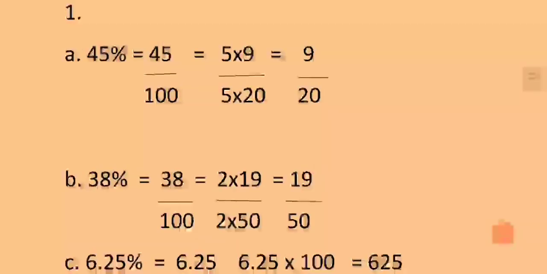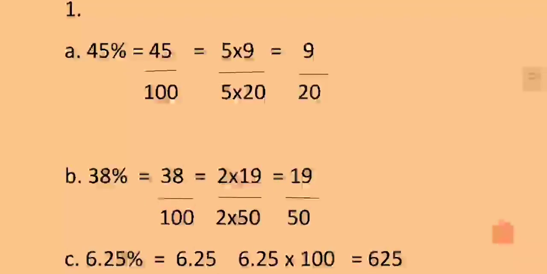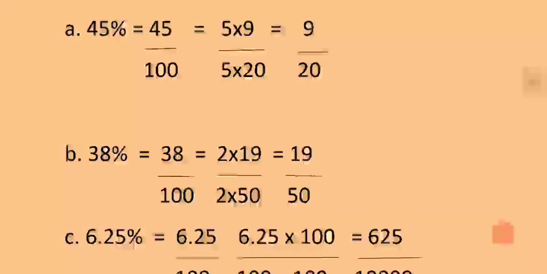The highest common factor of 45 and 100 is 5. So I'm dividing 45 and 100 by 5. 45 divided by 5 is 9. 100 divided by 5 is 20. So the lowest fraction I have for 45% is 9 over 20.